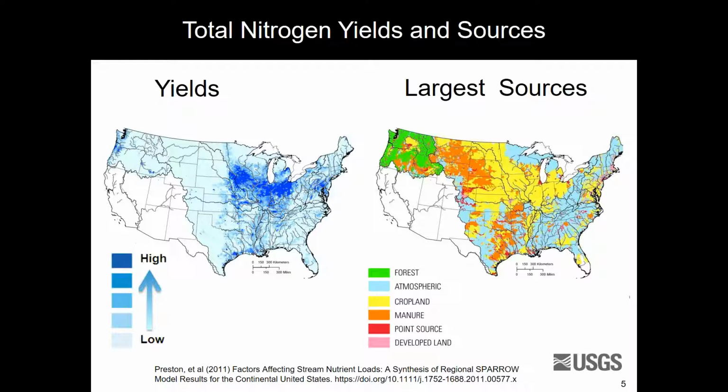The map on the right illustrates the regional estimates of the largest source of nitrogen to each of those stream reaches. And you can see that it gives a good indication of where individual sources are most important. So together, the two maps give a pretty complete picture of where nitrogen is highest and what the dominant sources are. The upper Midwest, it's clearly agriculture that's the dominant source, but interspersed in other areas of the country, urban areas and point sources are the dominant sources.